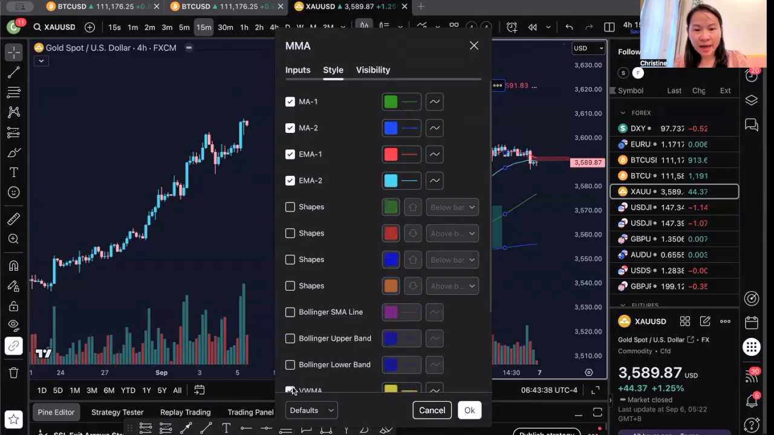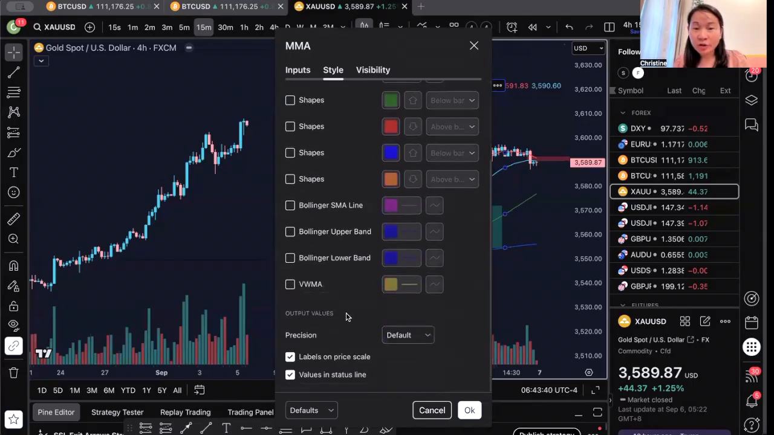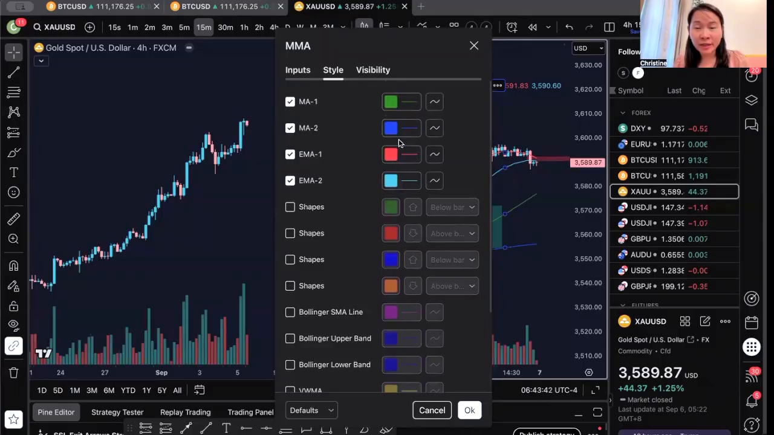So these are the colors that I have been using. You can change it to the same colors as me if you would like, so that you know which EMA or SMA I'm talking about when I share my charts. Or if you would like to change your own colors, that's fine too.